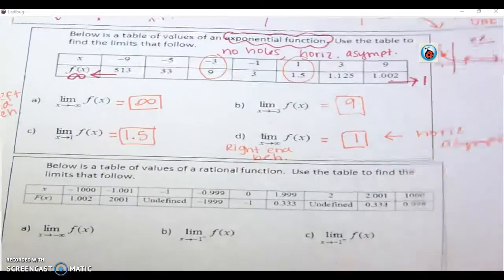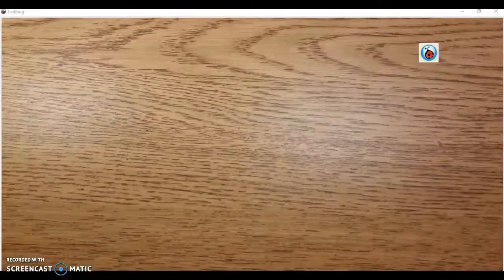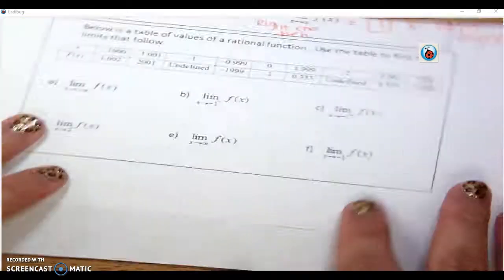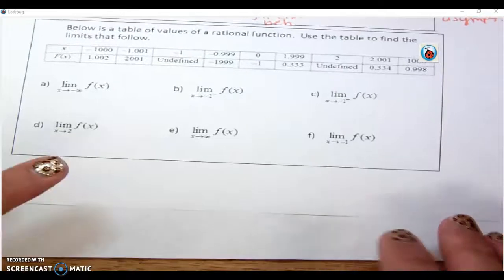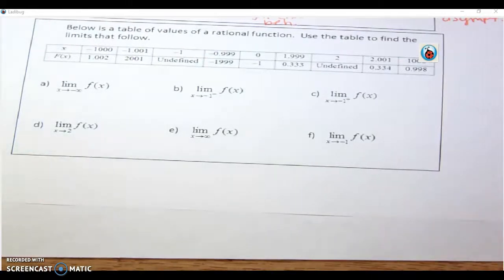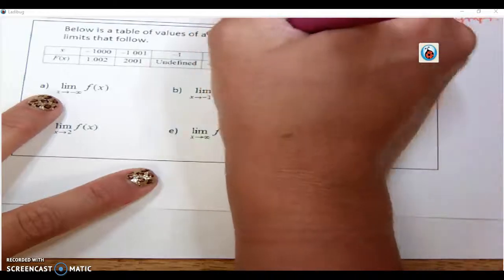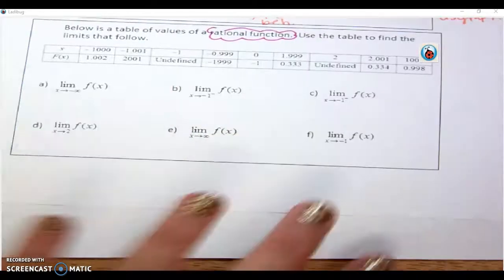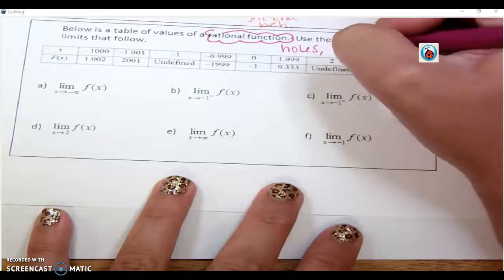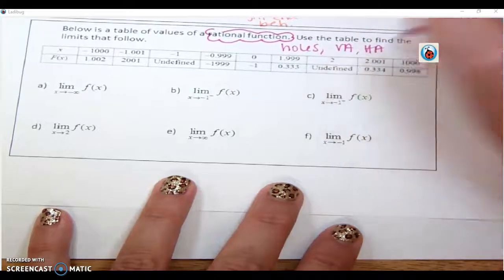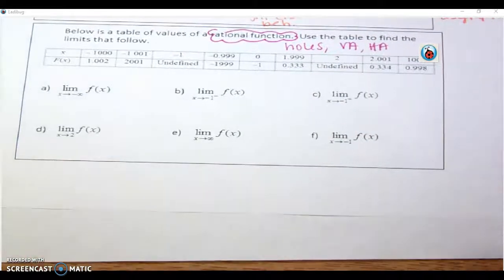Alright, the last example here is a little more intense. It's about a rational function. We looked at a rational function on the very first thing that we did today, so if you need to go back and look, you can. Rational functions might not always, but they can have holes, they have vertical asymptotes, and they have horizontal asymptotes. So they can have all that stuff.